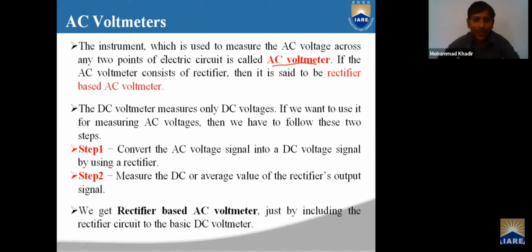So the instrument which is used to measure the AC voltage across 2 points of an electric circuit is called an AC voltmeter. If the AC voltmeter consists of a rectifier, then it is said to be a rectifier based AC voltmeter. There are different types of voltmeters available, and one of them is the rectifier based one. If the internal instrument consists of a rectifier block, then it is called a rectifier based voltmeter.